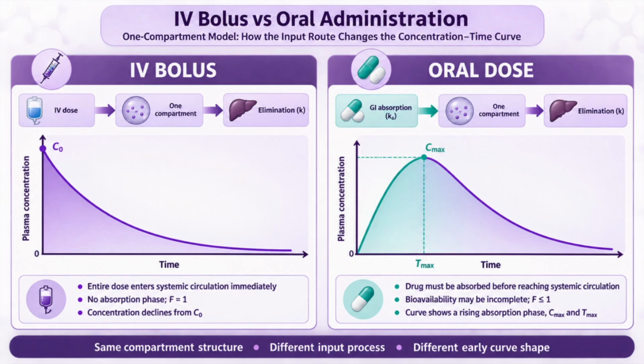Therefore, the IV and oral curves look different even though both may be described using the same one-compartment structure. The route changes the drug input and the early curve shape. It does not necessarily change the number of compartments.